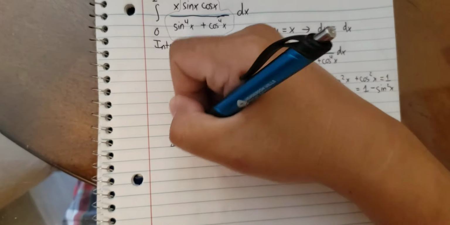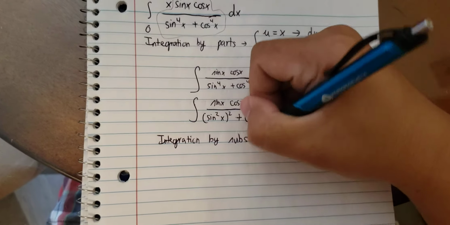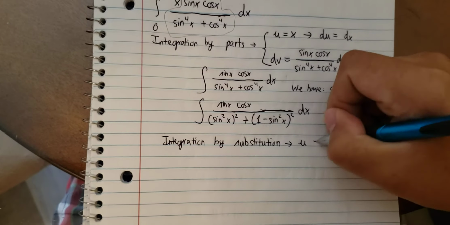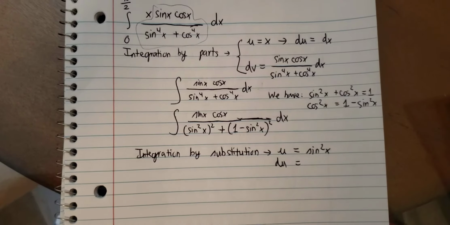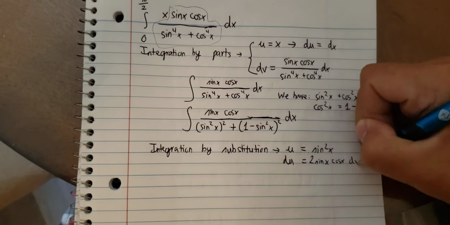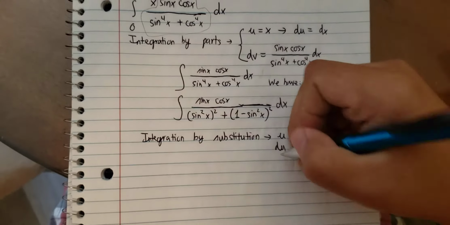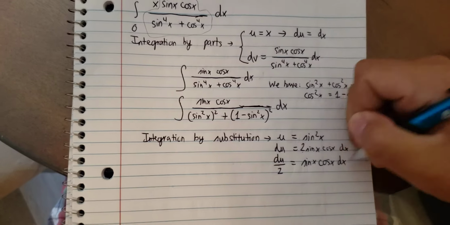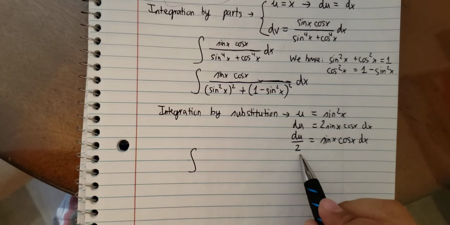So we need to use integration by substitution. That means we get u equal to sin squared s. If we take the first derivative, you will get 2 sin s cosine s ds. Because we don't have the number 2 in here, we divide both sides by 2. This one in here, we change for du over 2.